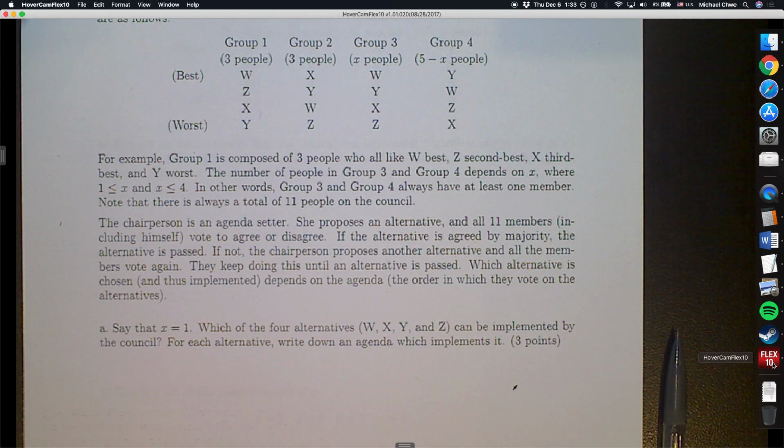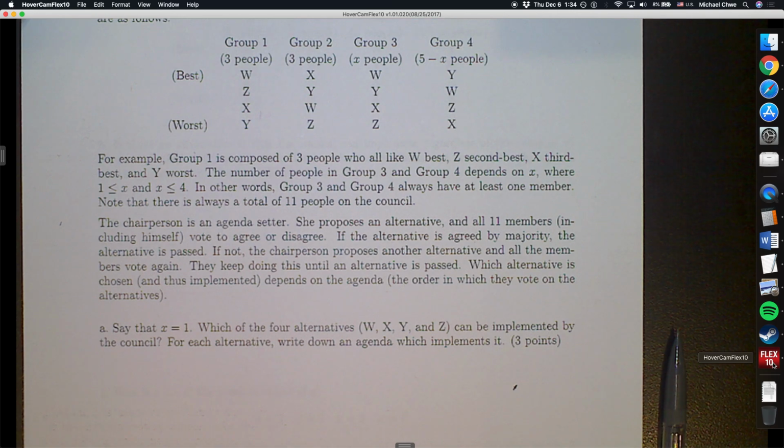That makes sense? Okay, now W and Y. How many people would vote for W? 4. How many people vote for Y? 7. So Y beats W. Okay, W and Z. Everyone has W better than Z. W beats Z. Okay, how about X and Y? X is 6 and Y is 5. X beats Y.